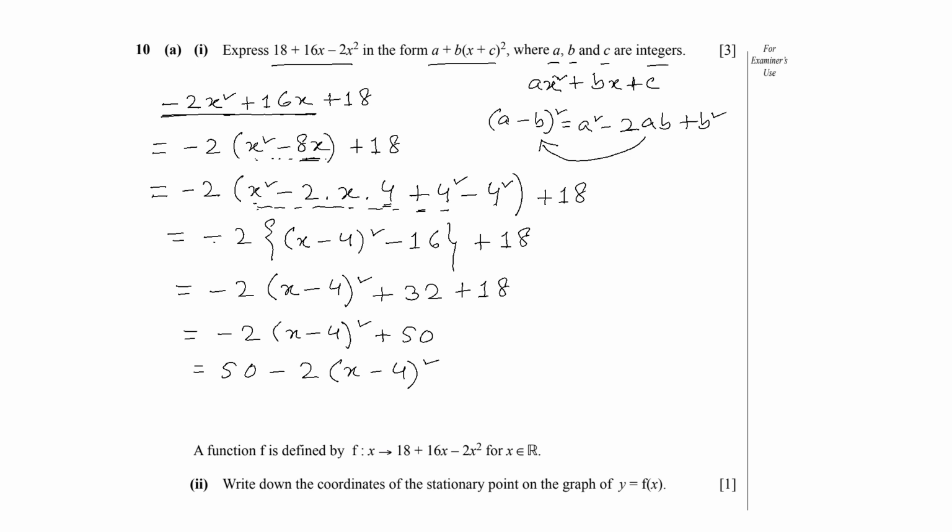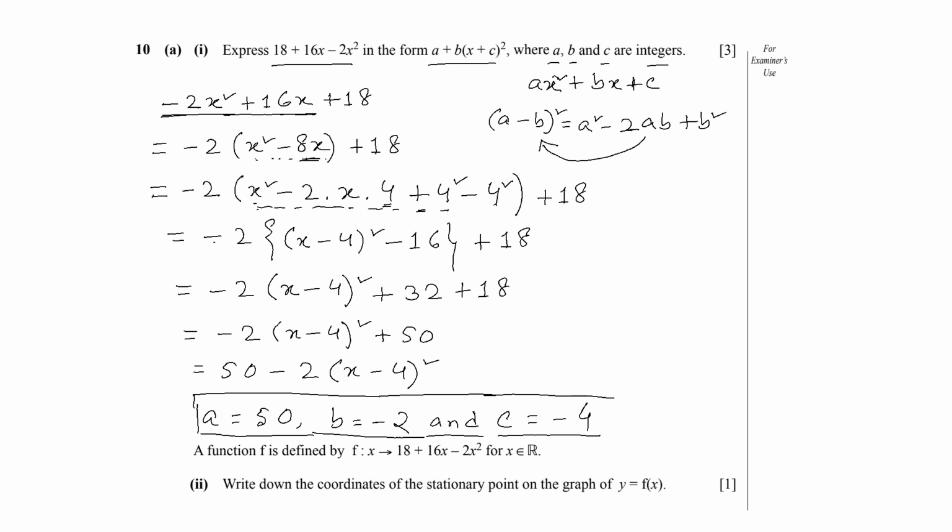So now let's decide what will be the values of a, b and c. a will be 50, so let me write a is equal to 50, and b is supposed to be minus 2, so let me write b is equal to minus 2, and last but not least I need to find the value of c, which is minus 4. So we have found all the values of a, b and c, and they are obviously integers.